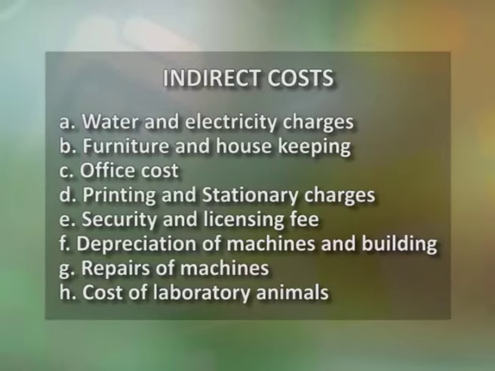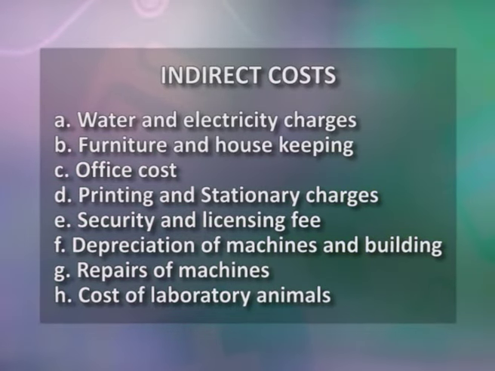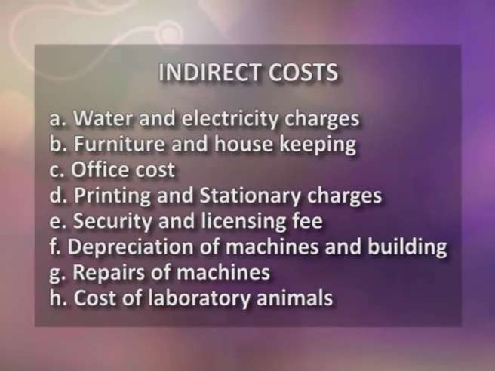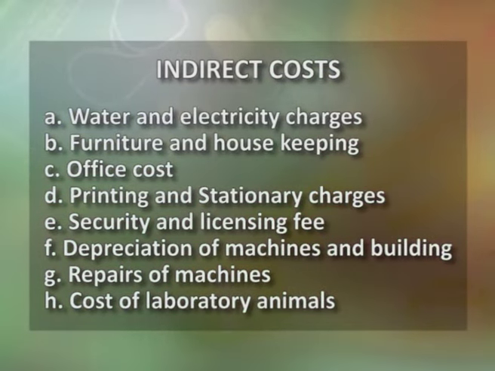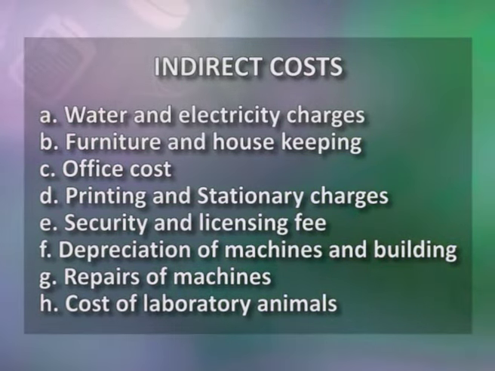Next is indirect type of cost. The correlated costs which are not direct ones but are very essential for the manufacturing are known as indirect costs. They include the following: water and electricity charges, furniture and housekeeping charges, office cost, printing and stationery charges, security and licensing fee, depreciation of machines and building, repairs of machines, cost of laboratory animals.